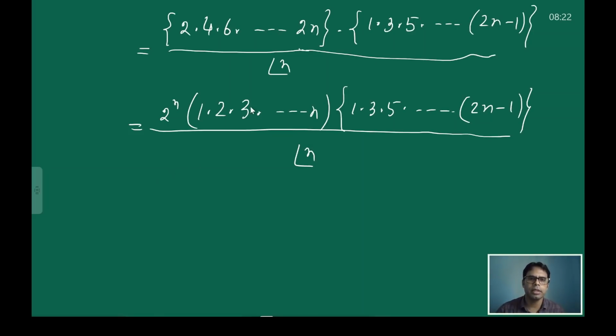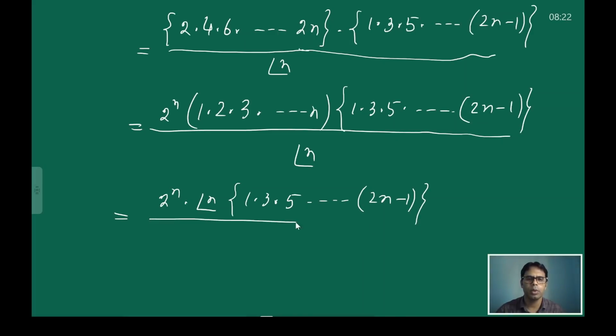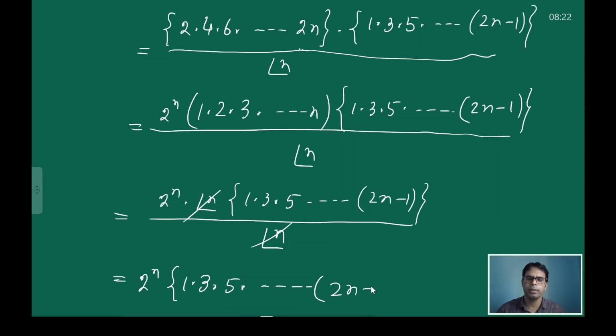So next line, this is actually factorial n, I have written it, this is 2 to the power n into this is actually factorial n, and 1 3 5 are already here, this is twice n minus 1 whole terms divided by factorial n. So this factorial n gets cancelled, so it is 2 power n into 1 3 5 and so on, just 2n minus 1. Okay, so this completes the solution of the problem.